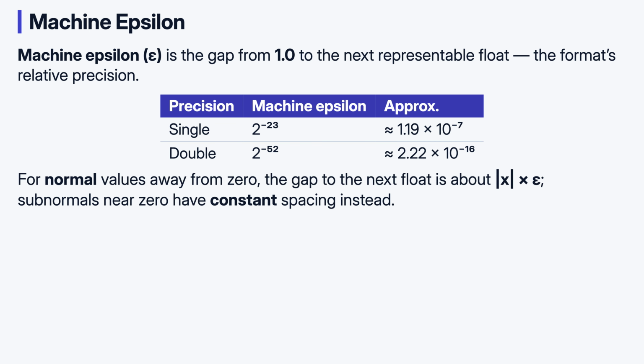And for normal values, epsilon scales. For any normal value x away from zero, the gap to its nearest neighbor is about the absolute value of x times epsilon. The larger the number, the larger the absolute gap, which is exactly why small values get lost when you add them to big ones. Subnormals near zero are the exception. Down there the spacing is constant instead.